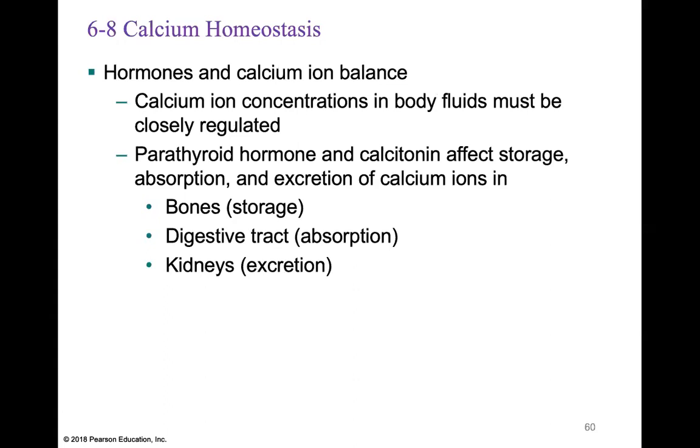The hormones that regulate calcium ion concentration in the body, this is something that is closely monitored to maintain a homeostatic balance. Parathyroid hormone and calcitonin will affect the storage, absorption, and excretion of calcium ions in the bone, where it's stored, the digestive tract, where it ends up being absorbed, and in the kidneys, where it can actually be excreted.